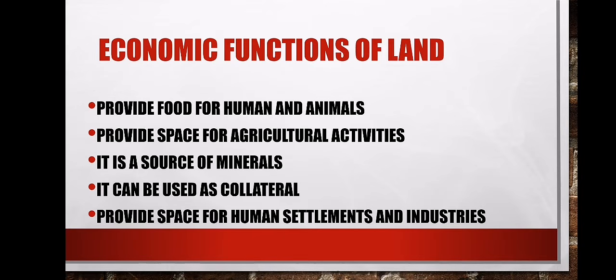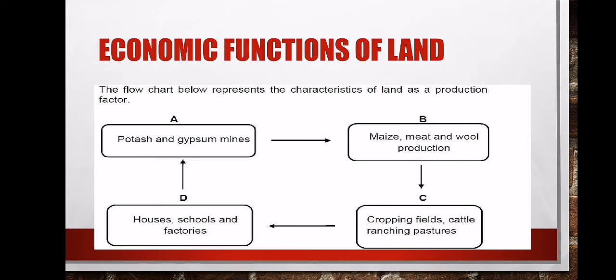Okay, fine. While we're still here, let's check something. Let's say we have this one. They say the flow chart below represents the characteristics of land as a production factor.